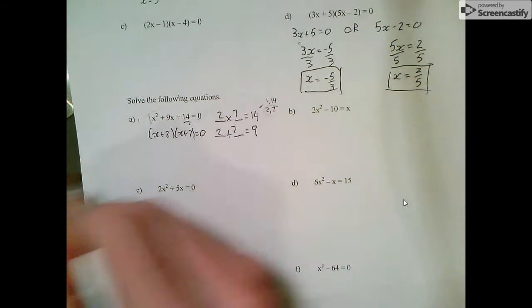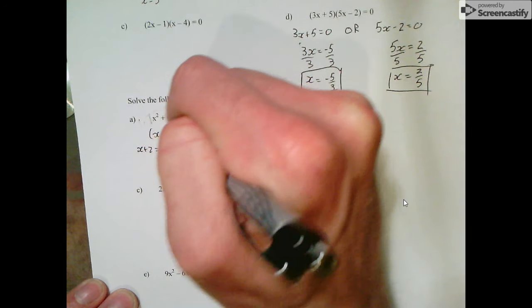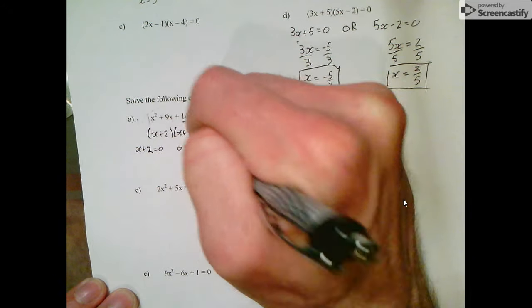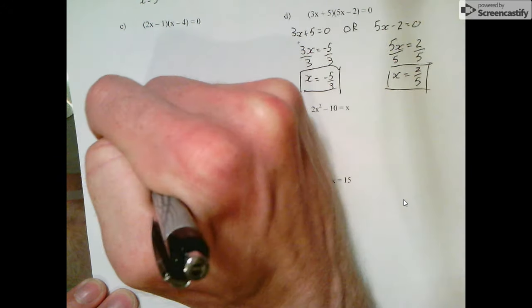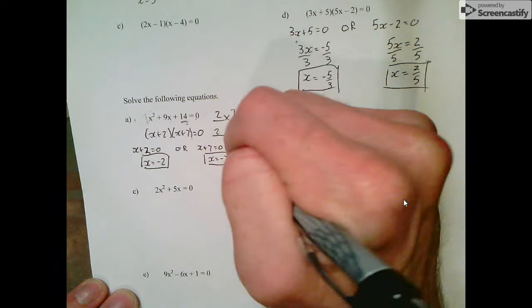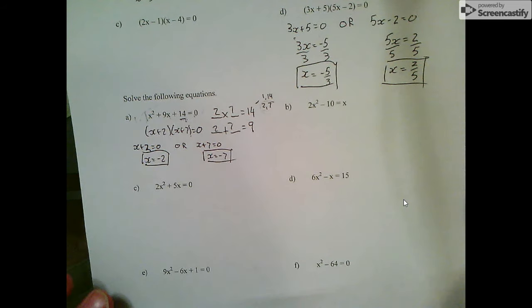Very important. And now I can separate it out to say x plus 2 equals 0 or x plus 7 equals 0. So I get x equals negative 7 and x equals minus 2. I put boxes around them, and there's my answers. Let's go on to the slightly more challenging.